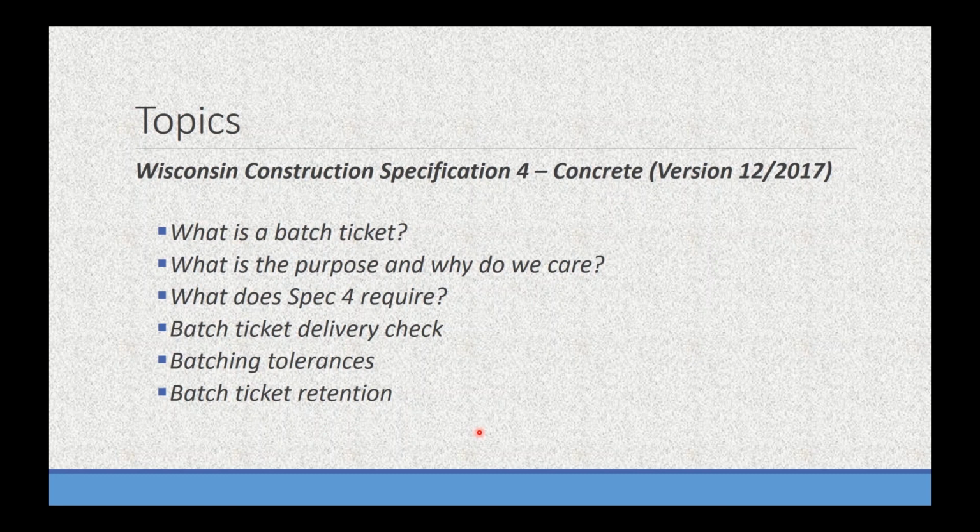And then I'm going to go through an example digital printout of a batch ticket, checking that with the job sheet to make sure that all the requirements of Spec 4 are met. And then lastly, I'll finish up with talking about some of the ASTM tolerances that are included in the spec and that we'll see once in a while shown in the batch tickets. And then the NRCS policy for batch ticket retention.